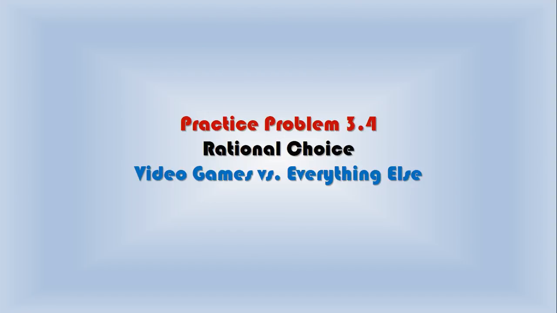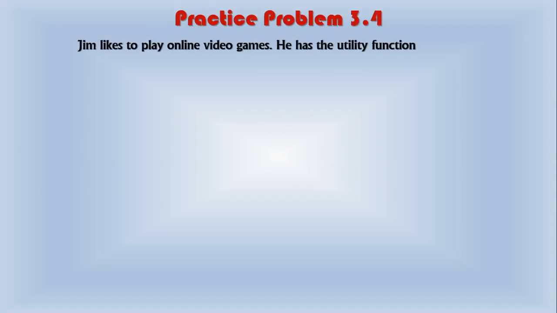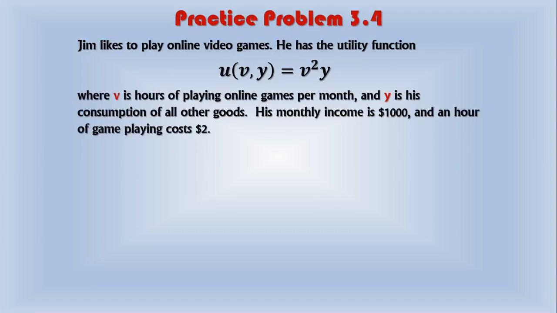All right, let's do another one. 3.4, rational consumer choice, video games versus everything else. Jim likes to play video games online. He has the utility function v squared y. So his utility is a function of v, which is hours of playing online games per month, and y is his consumption of all other goods. His monthly income is $1,000, and an hour of gameplay costs $2 in implicit costs.